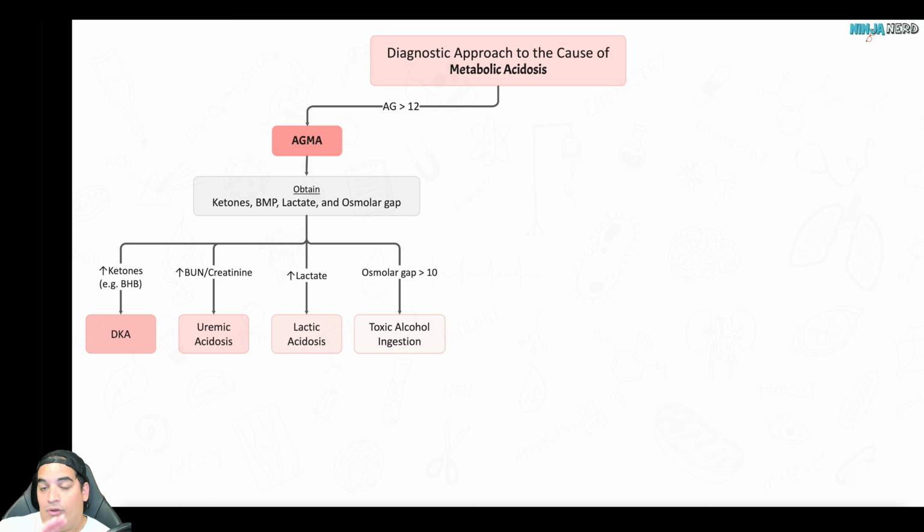If it is, then it's likely a toxic alcohol ingestion, so methanol or ethylene glycol. Now, from here you've generated your AGMA differential. What about the NAGMAs? Well, if it's less than or equal to 12, okay, then I'm suspecting an NAGMA. What do I do? Here's where you check the urine anion gap.